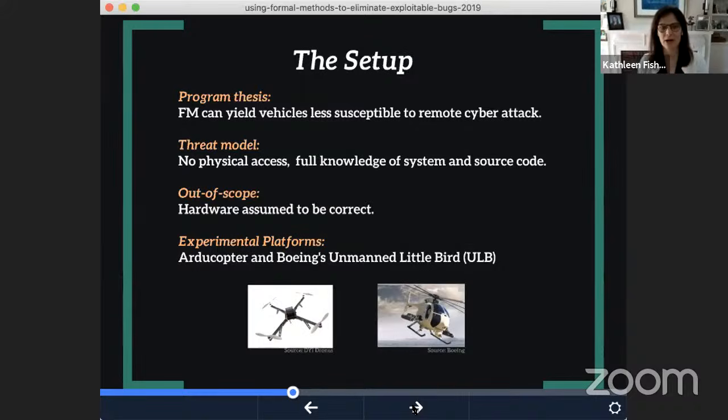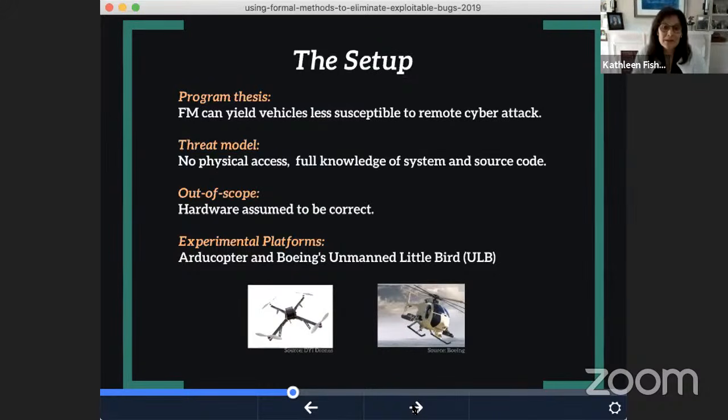Boeing's Unmanned Little Bird is ITAR restricted and proprietary, so only the Boeing engineers can actually access the system, change the code, and understand what's going on. So the formal methods researchers had full access to the quadcopter, but only limited access to Boeing's Unmanned Little Bird. To make changes in the Boeing platform, they needed to train the Boeing engineers in the formal methods techniques and then have the Boeing engineers go ahead and make the changes on the Boeing platform.